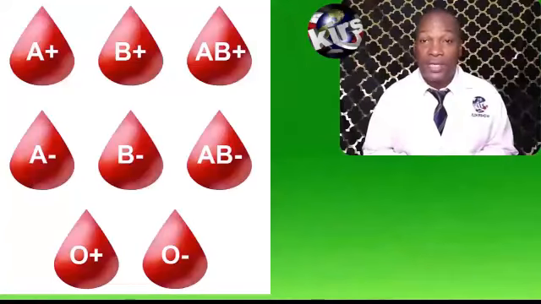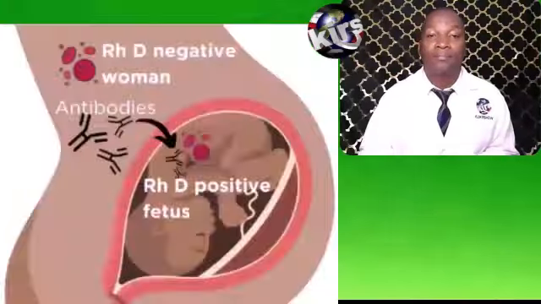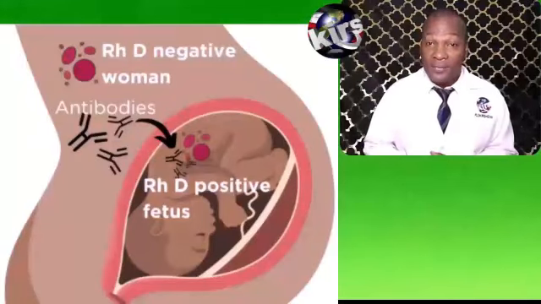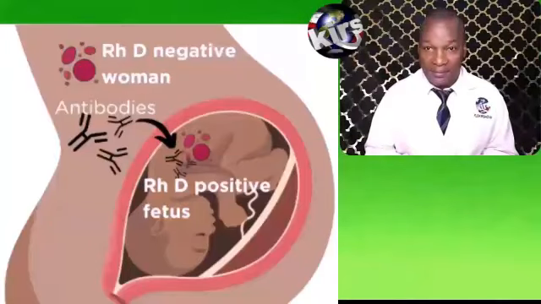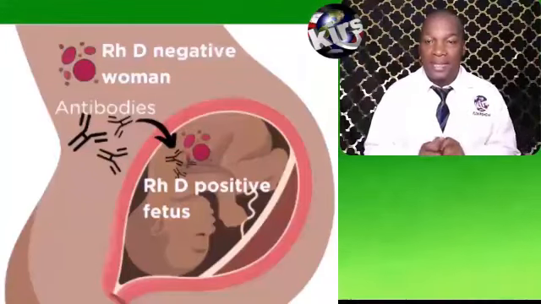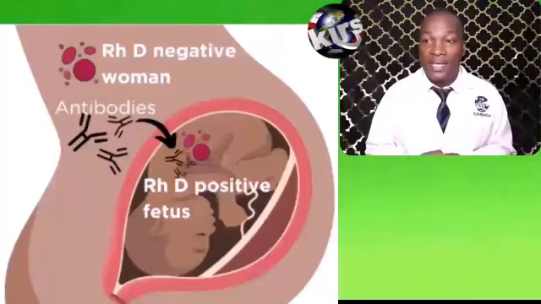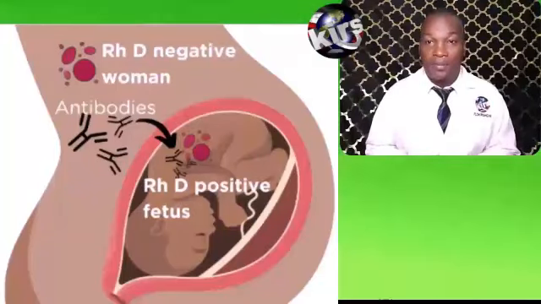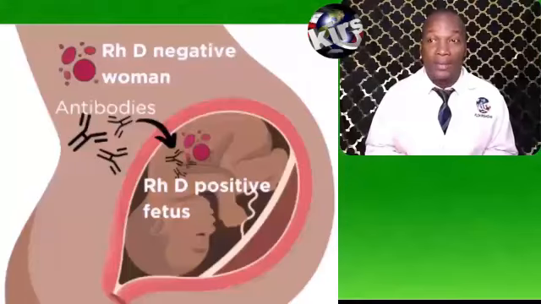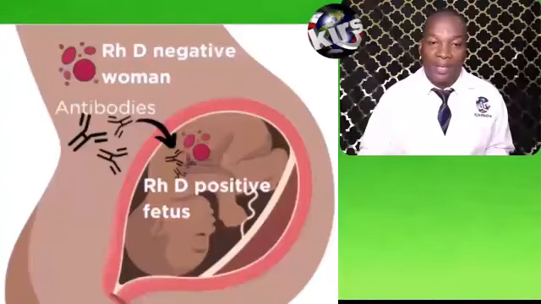Then we move on to the rhesus factor in pregnancy. The rhesus factor becomes even more important during pregnancy. Let's say a woman is rhesus negative, but her baby is rhesus positive, having inherited the rhesus factor from the father. This difference can create problems, especially during childbirth, when the baby's blood might mix with the mother's.